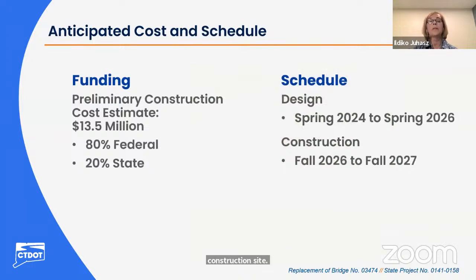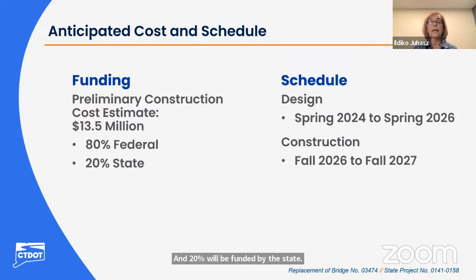Now, as I mentioned earlier, construction is anticipated to be completed in one season. The preliminary construction cost estimate right now is $13.5 million, 80% of which is funded by the federal government and 20% will be funded by the state.